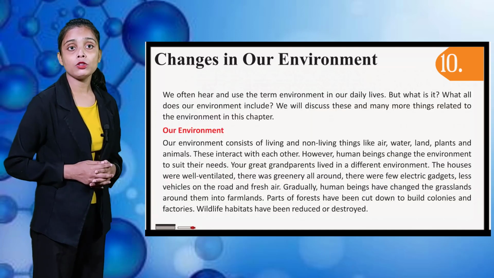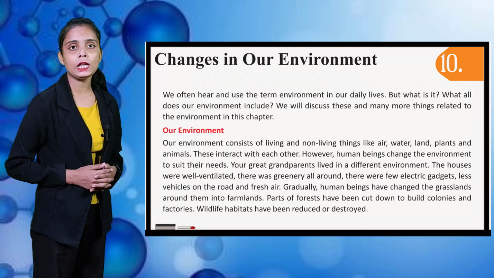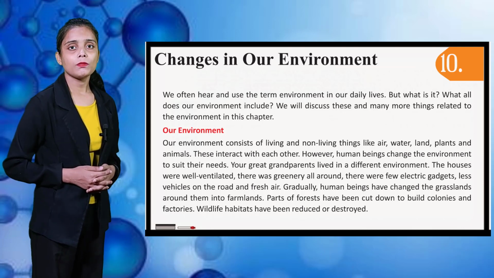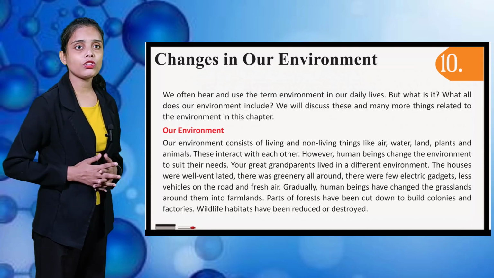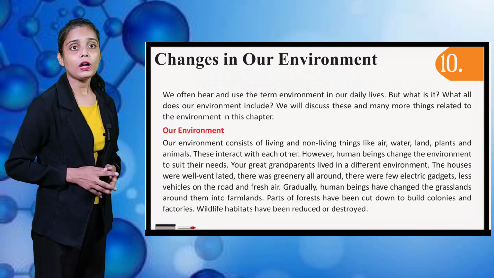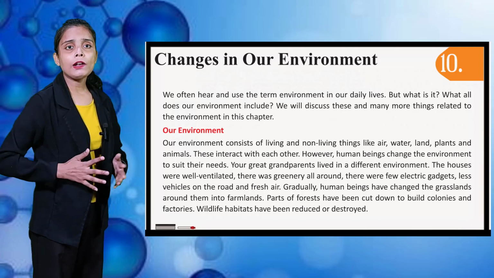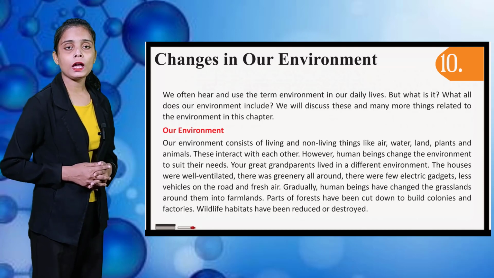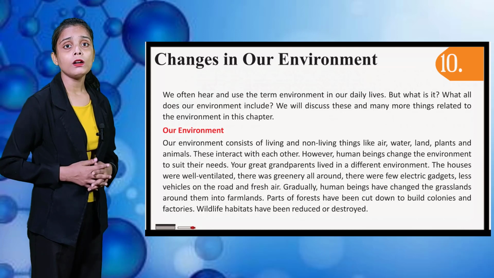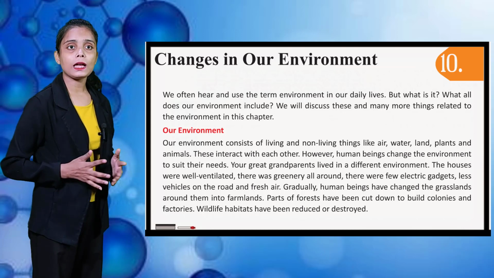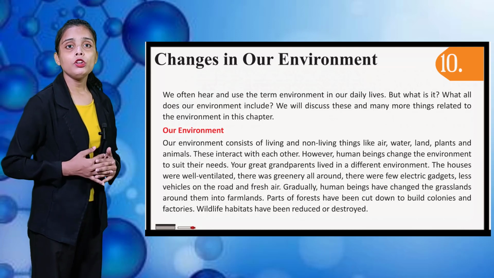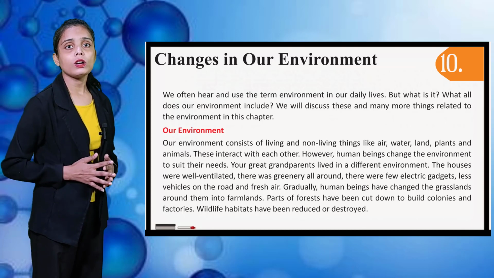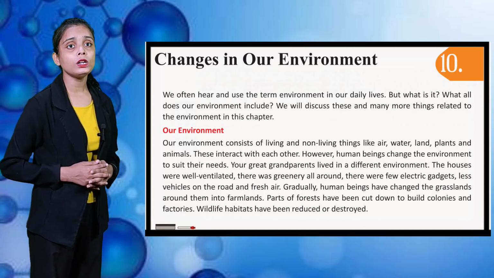We often hear and use the term environment in our daily lives, but what is it? What all does our environment include? We will discuss these and many more things related to the environment in this chapter. Our environment consists of living and non-living things like air, water, land, plants, and animals. These interact with each other. However, human beings change the environment to suit their needs.